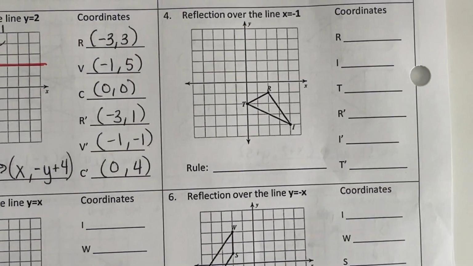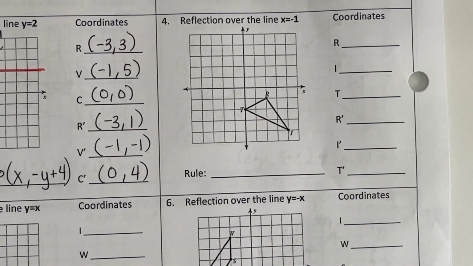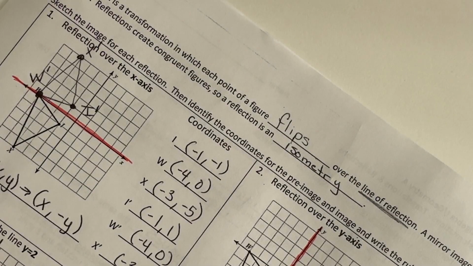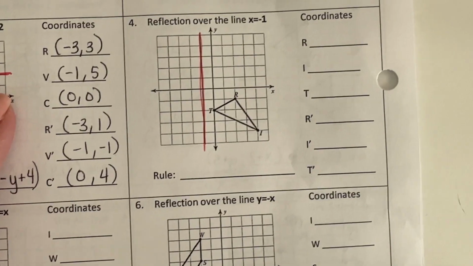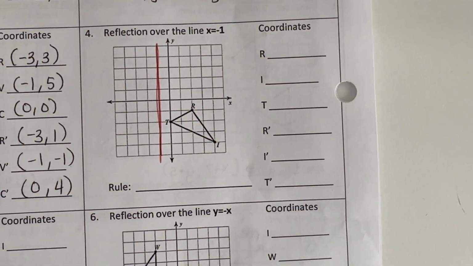Okay, let's go try another one. This time we're going to do reflection across the line x equals 1. Right, so I'm just sliding it down a little bit so I can make that bolder. All right, please write your original coordinates.